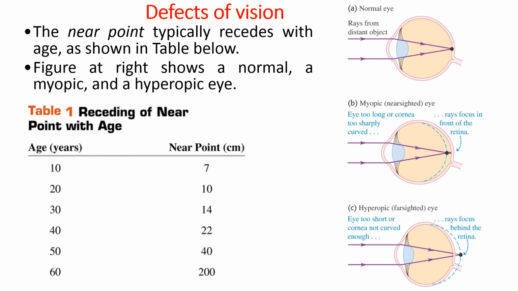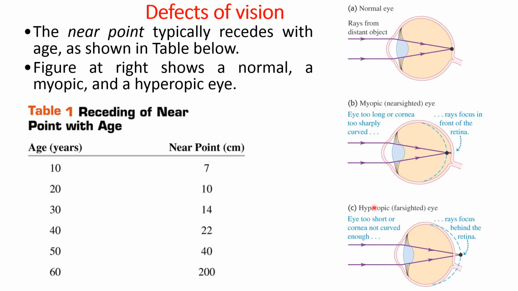Then the human eye may have defects similar to other organs of the body. For the normal eye, the image is formed on the retina. There exist two main defects of the eye. The first one is called myopia, where the eye is a myopic eye or nearsighted eye. A nearsighted eye is an eye which focuses the images of objects in front of the retina. Then the images don't reach the retina.